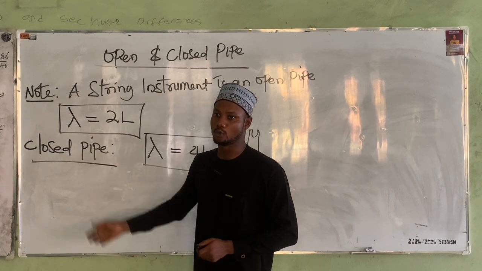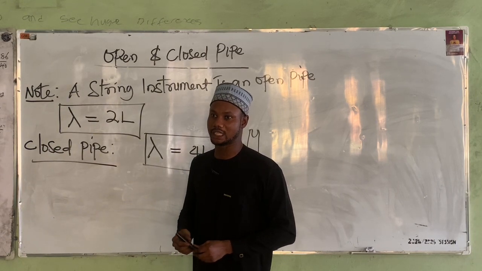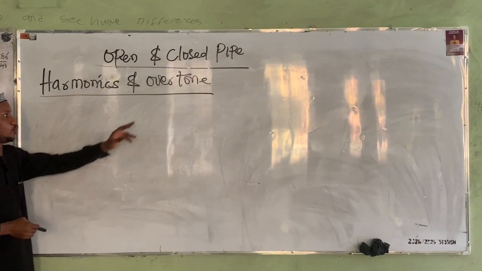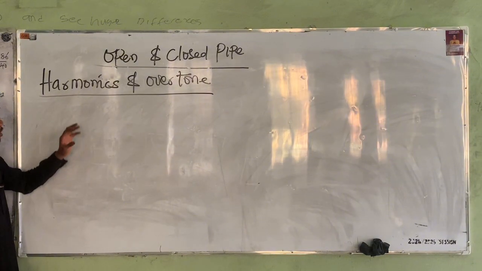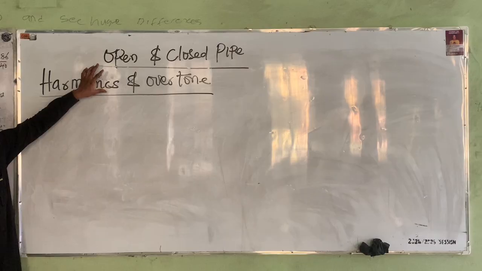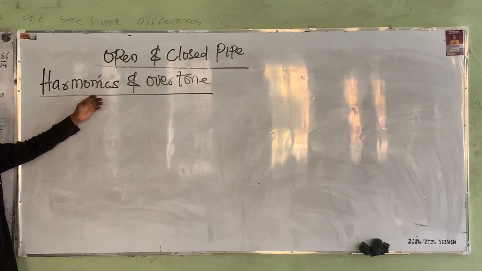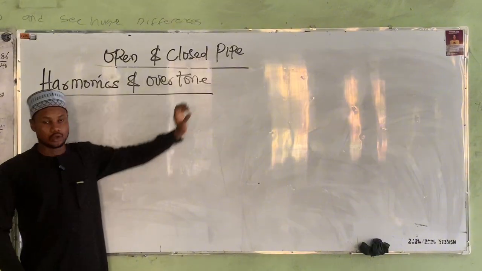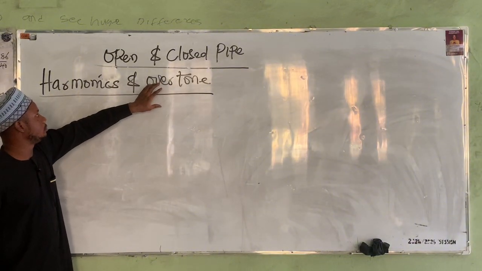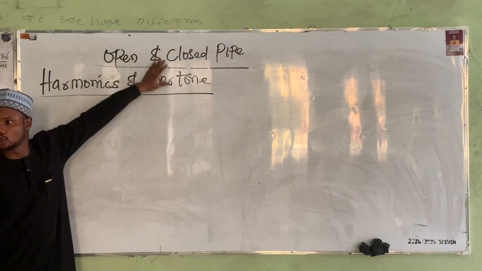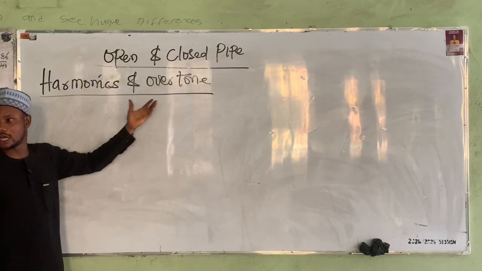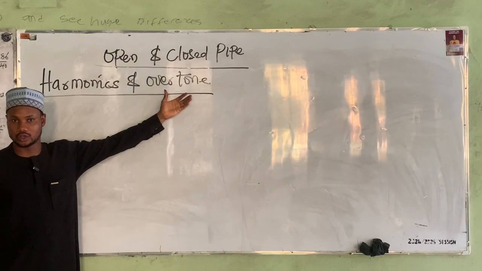Now from this particular formula, we can solve some questions on open pipe and closed pipe before we move into harmonics and then overtone. That's right, harmonics and overtone. Class, before we take a note here: the harmonics of an open and closed pipe is the same, but the overtone of an open and closed pipe is not the same. Please take note. They have the same harmonics, but they don't have the same overtone.